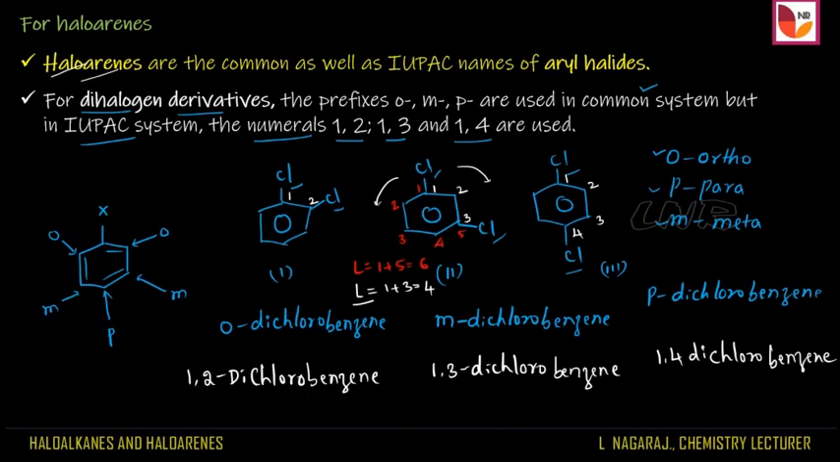Let us take one more example. And in the second molecule, two halogen atoms are attached, and the second halogen is attached at the meta position. And one more example, that is the molecule which contains three halogen atoms, that is Br, Br and Br.